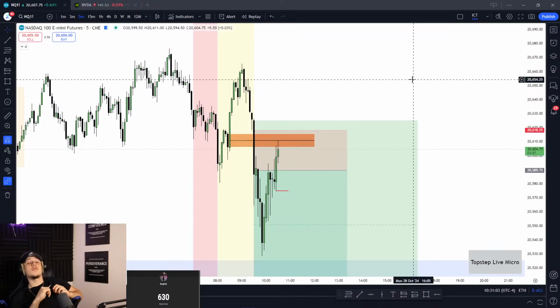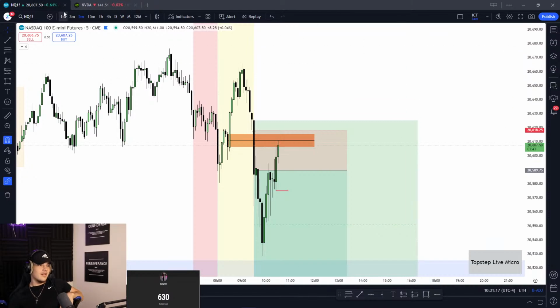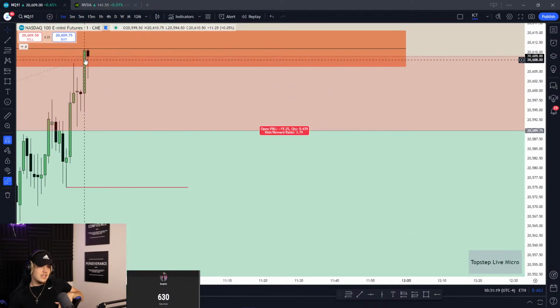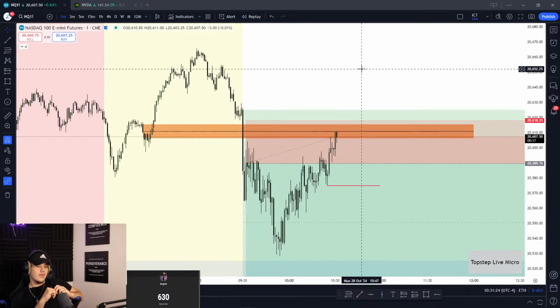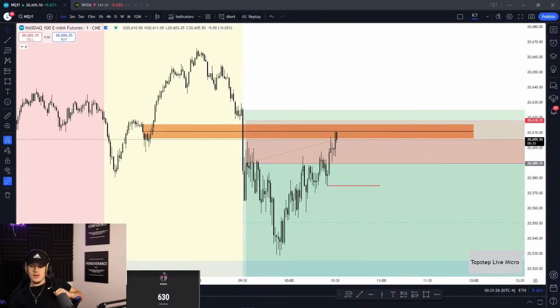Tap consequent encroachment, main threshold of the breaker. So it has absolutely no reason to trade any higher from this point. If it does, it's bullish. I see no reason for price to trade higher. It has officially tapped consequent encroachment. So, or mean threshold, it should move lower.